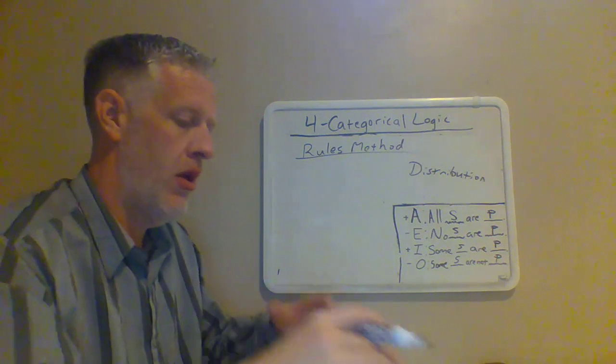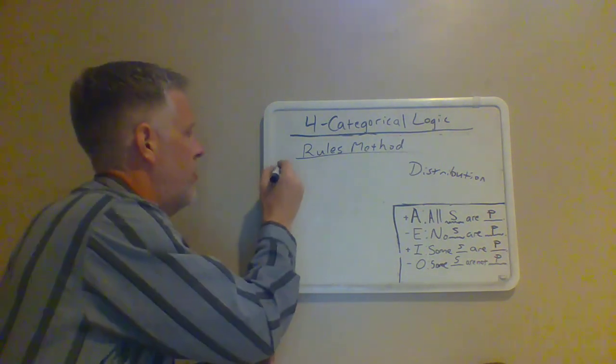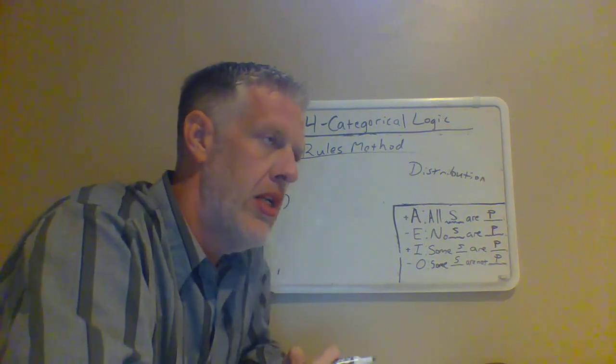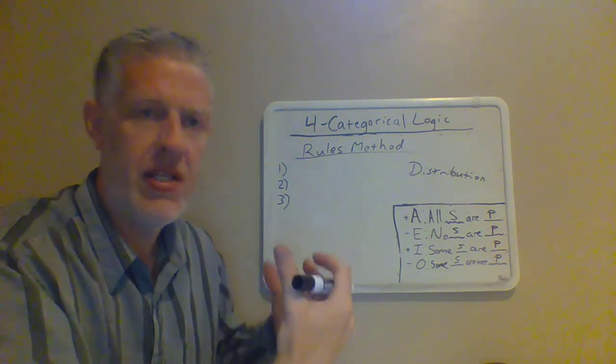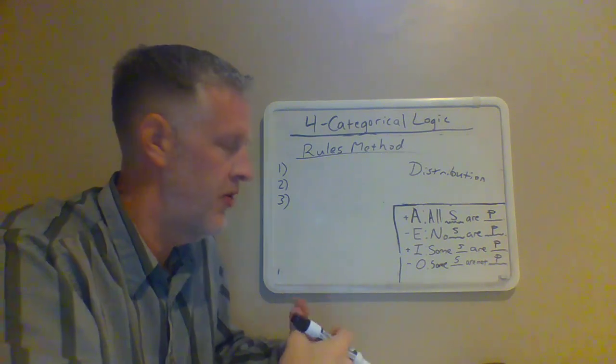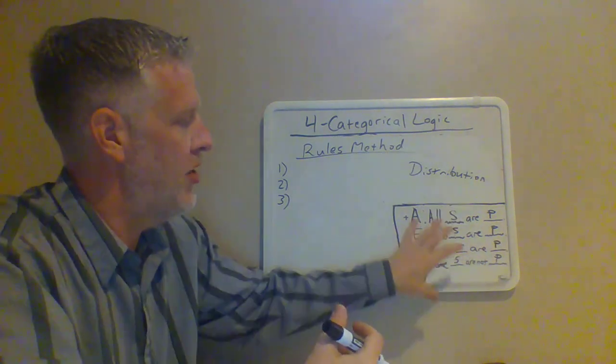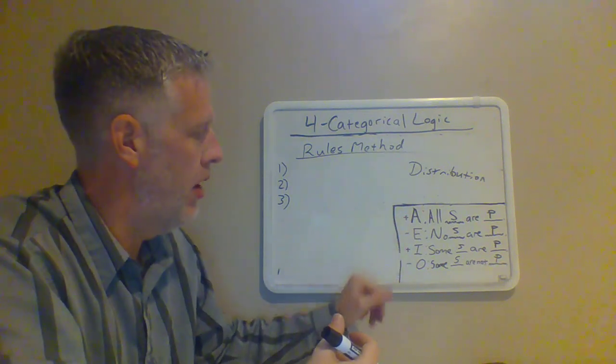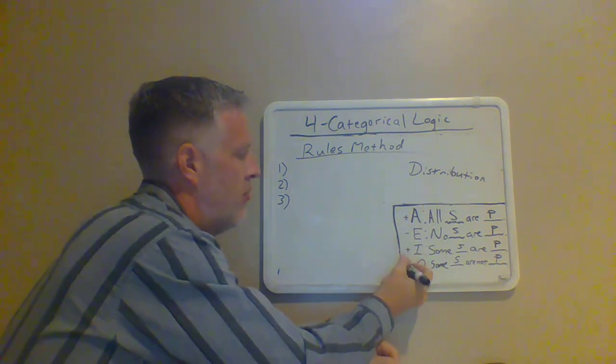Okay, this is where I'm referencing that again. So in order to do the rules method, we have three rules. We'll have those in a moment. There are two concepts involved in these rules that we need to be comfortable with, and everything's actually indicated right here: the idea of affirmative and negative claims, and then also the idea of distribution.